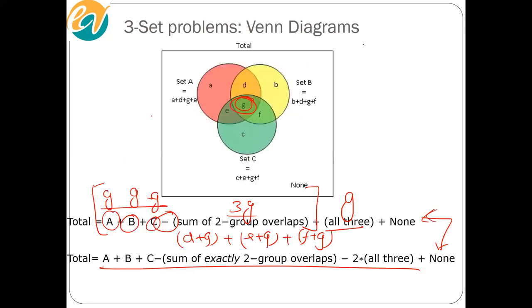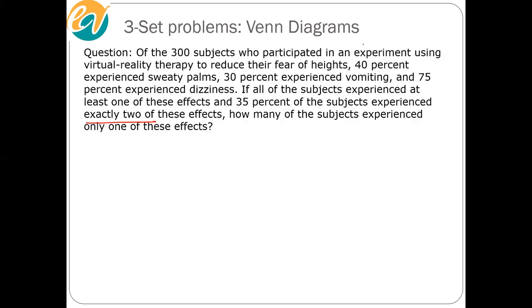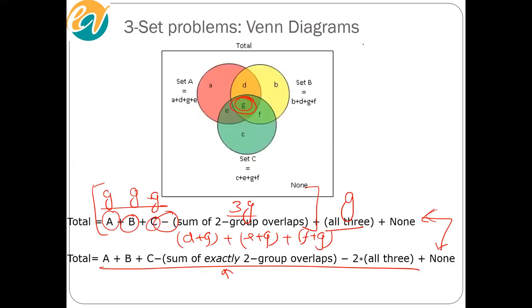Exactly two, right? And notice, exactly two is this. Now, how many of the subjects experienced only one? Can someone tell me what we have to find out? What is only one? Only one would mean small a plus small b plus small c. This is what we have to find out in this question. Agreed?